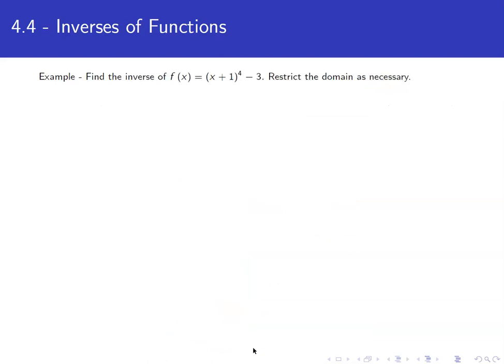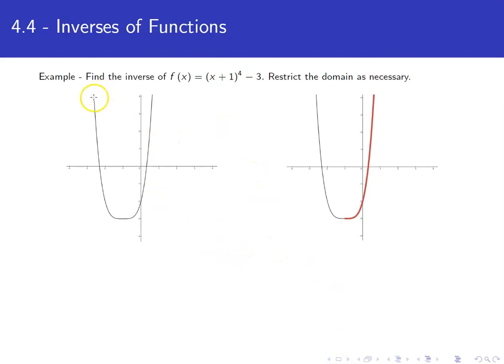All right, so let's see if we can find the inverse of this f of x equals x plus 1 to the fourth minus 3, and we're going to restrict the domain as necessary. So let's talk about what we mean by that. If we look at the original function, f of x equals x plus 1 to the fourth minus 3, notice this is our basic function x to the fourth. We've shifted it left 1 unit and down 3 units. So that's why the graph looks like this.